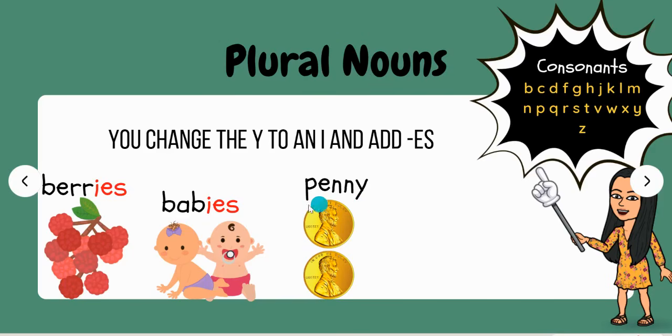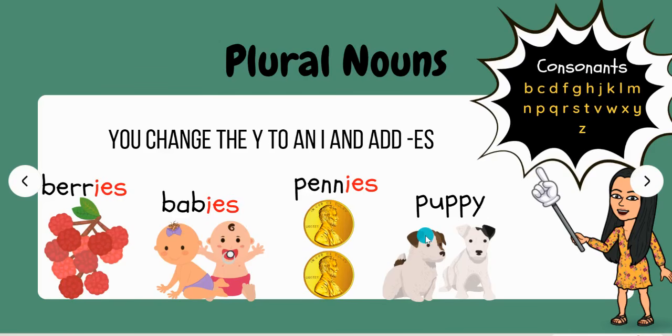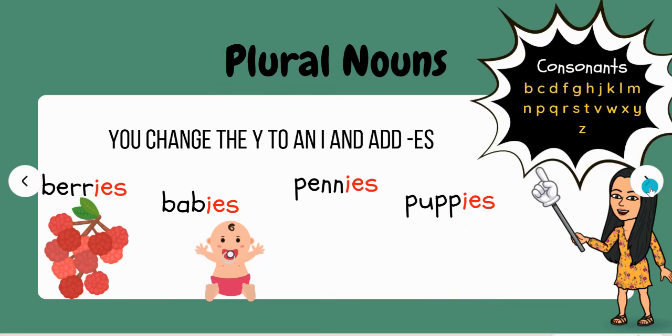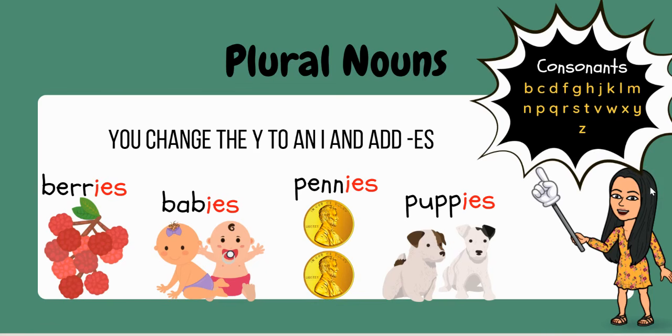In this example, you'll see the singular noun penny. Penny has a consonant N and is followed by a Y. To make penny plural, we would change the Y to an I and add ES. In this last example, you'll see the singular noun puppy. It has a consonant letter P followed by the letter Y. To make this plural, you would have to change the Y to an I and add ES. Remember the rule that when you see a consonant followed by a letter Y, to make it plural, you would have to change the Y to an I and add ES.